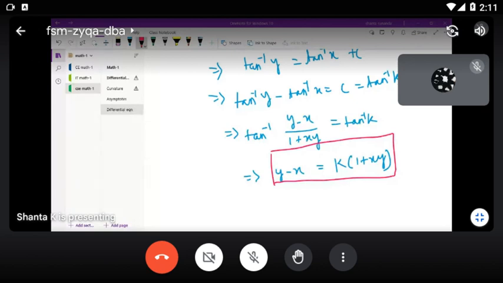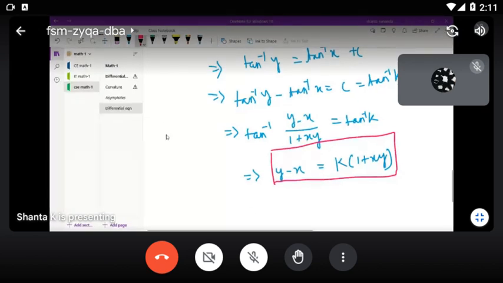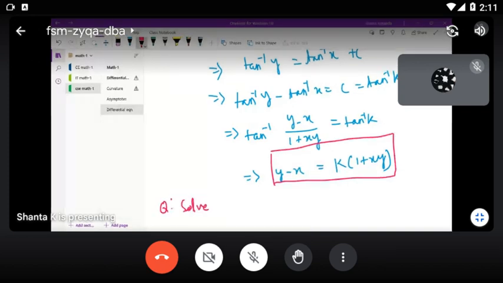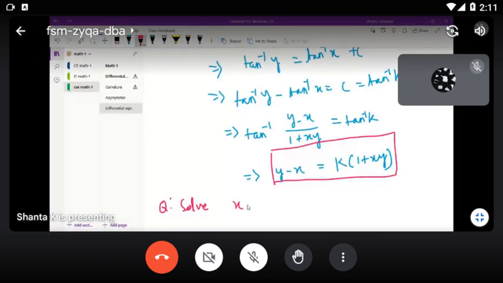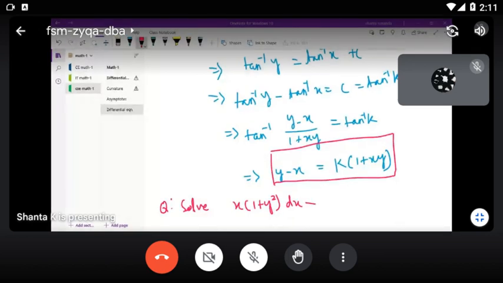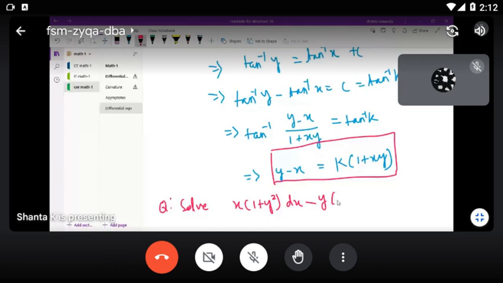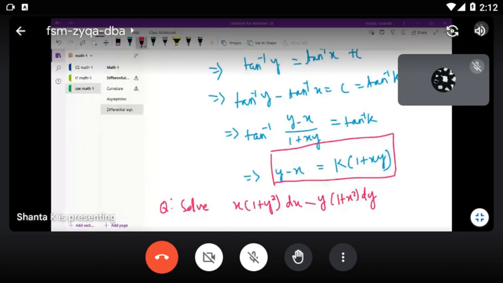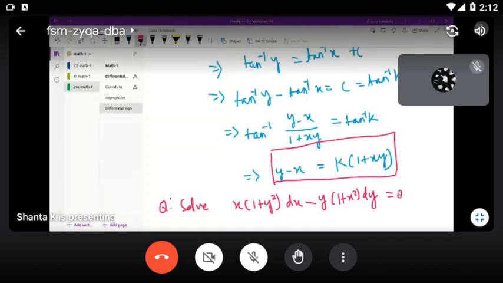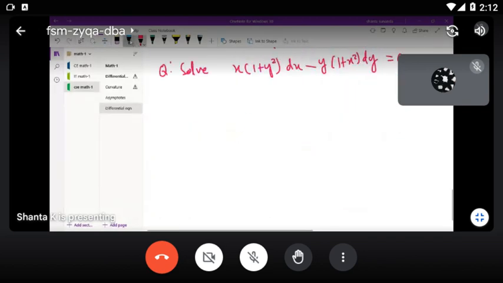So here you can try one more. Solve x into (1 plus y square) dx minus y into (1 plus x square) dy equals 0. So it's again an easier one.